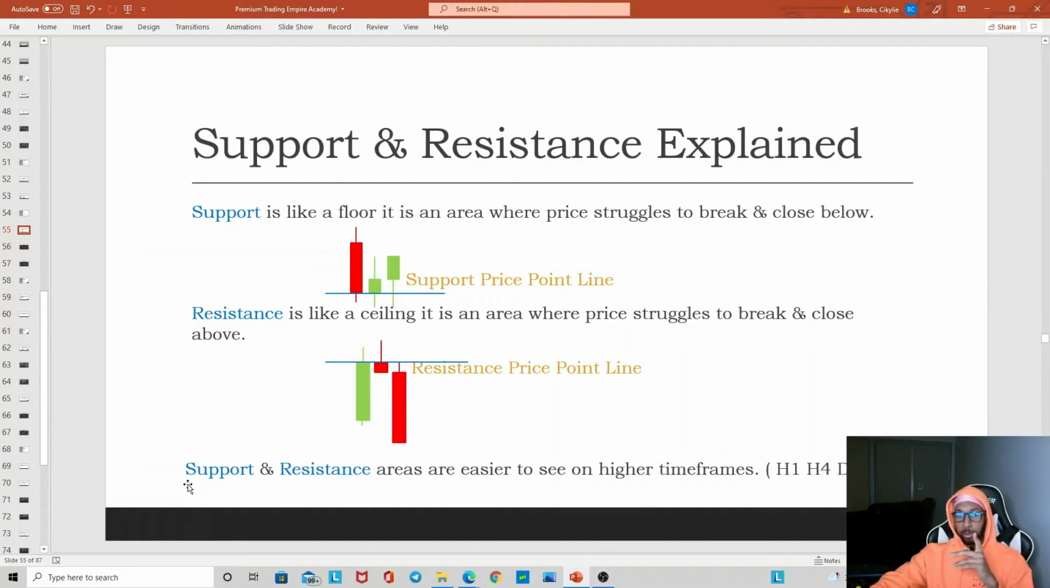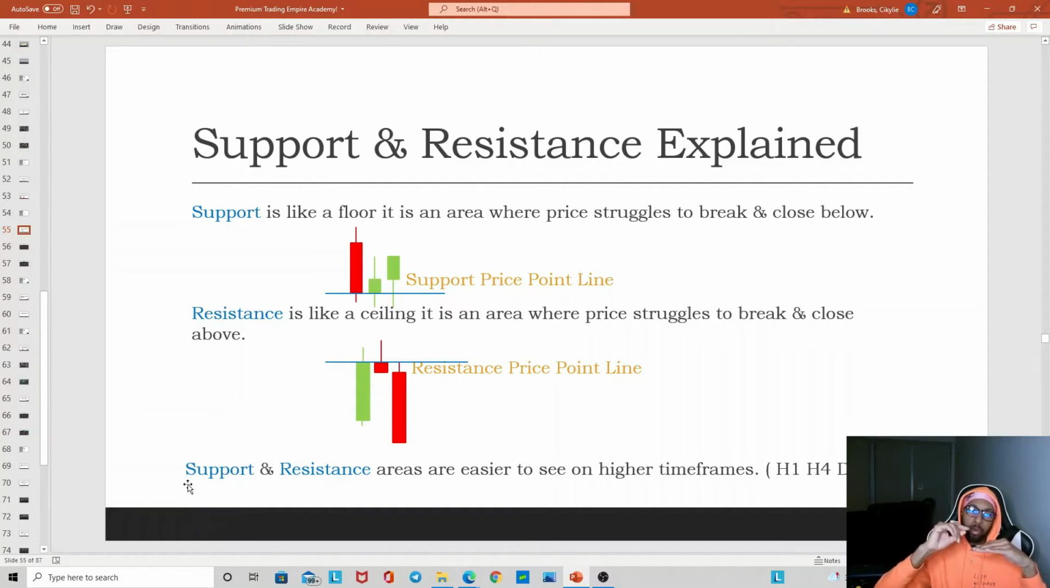I'm gonna go back to support. Support is like a floor. You know how you walking on the floor, you can't go down through the floor, right? So that's what support is. Say the market is in an uptrend or something like that, and it wants to get ready to break and go down, but it hits a level.